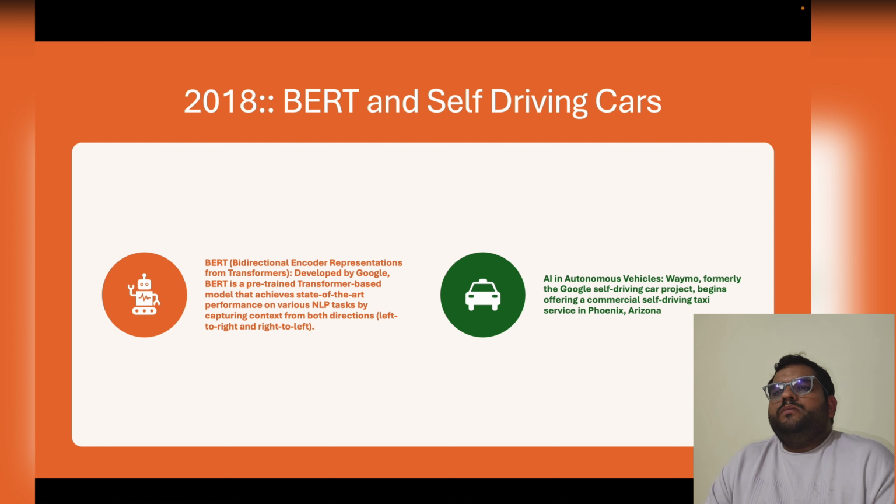In 2018, BERT came up, and self-driving cars came up. BERT is a very advanced NLP model developed by Google, a pre-trained transformer-based model, and these are doing a lot of capturing right now. So this is the pre-LLM era. Waymo did self-driving cars. They started in 2018, and Tesla now is very much ahead in self-driving cars.